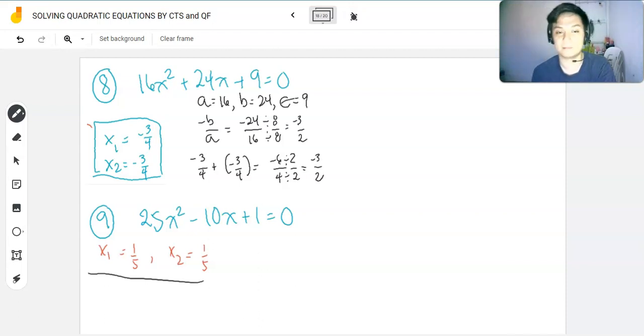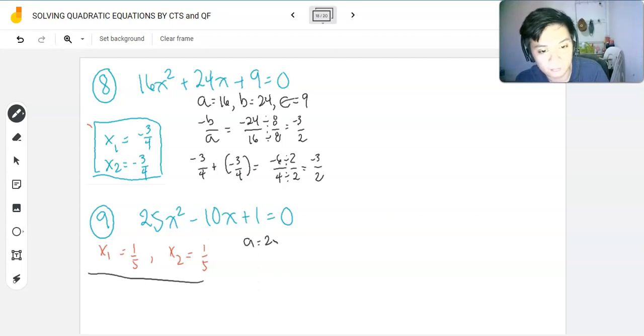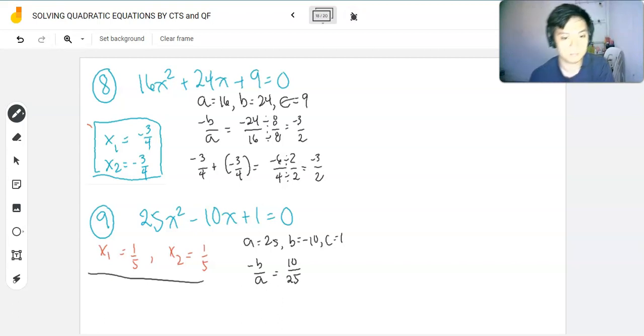So, tama. Next, in this case, A is 25, B is negative 10, and then C is 1. So, negative B over A. So, meaning negative of negative 10, positive 10 over 25. Tama ba? Tama, no? So, 10 over 25, divisible sila parehas, yung numerator and denominator, by 5. So, will give us 2/5.